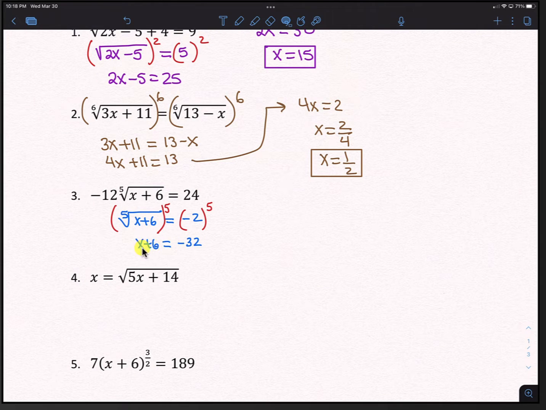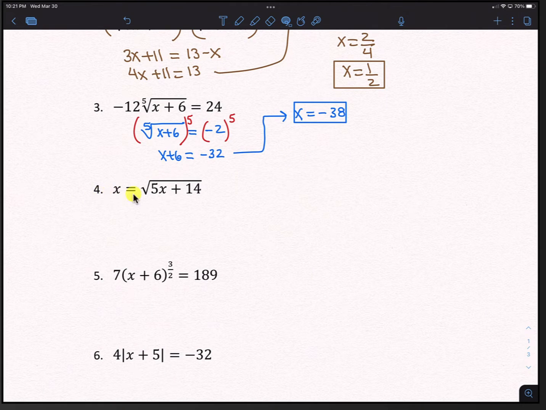Now we'll need to isolate x by subtracting 6 from both sides, and we get our final answer of x is equal to negative 38. And then just plugging it in to check, negative 38 plus 6 is negative 32. And the 5th root of negative 32 is negative 2, multiplied by negative 12 is positive 24, so our solution is valid.